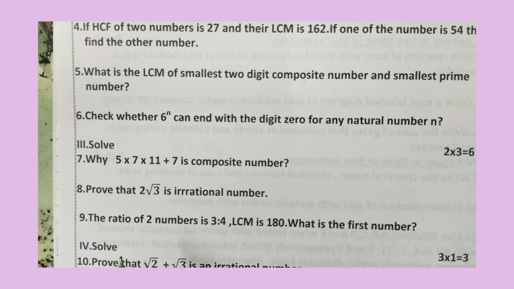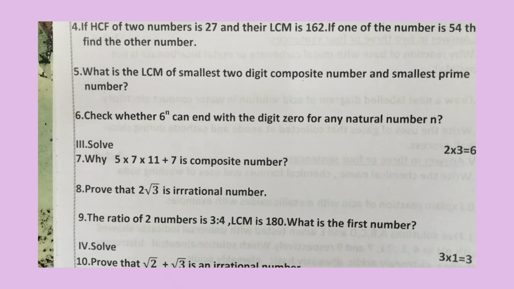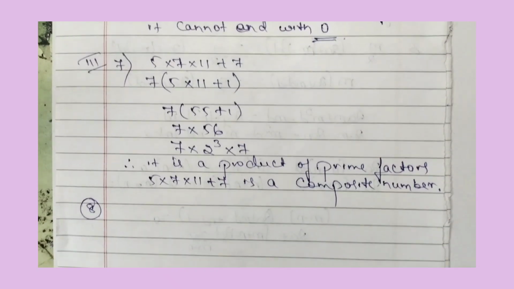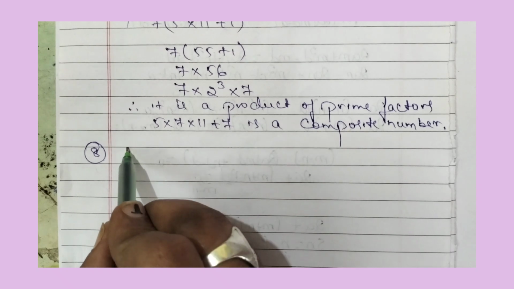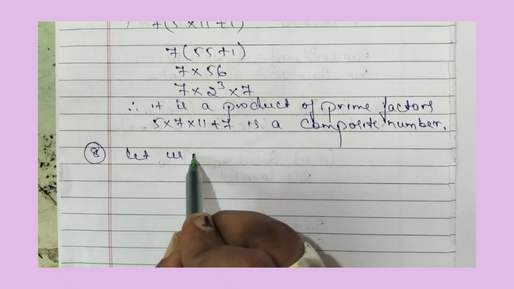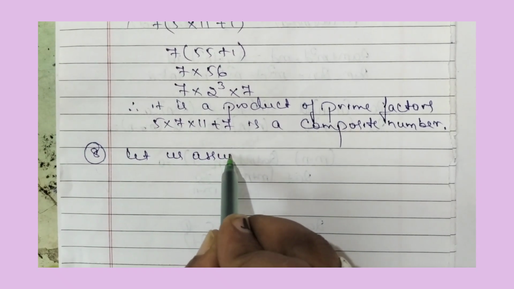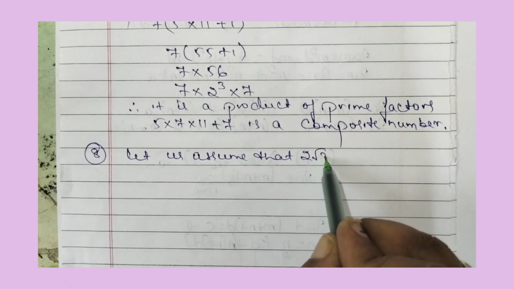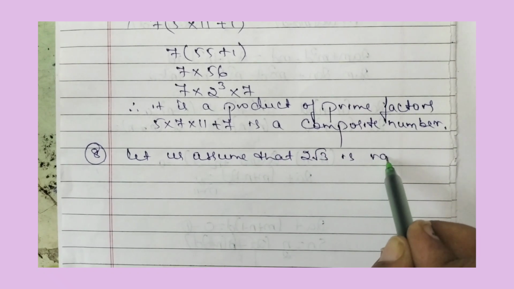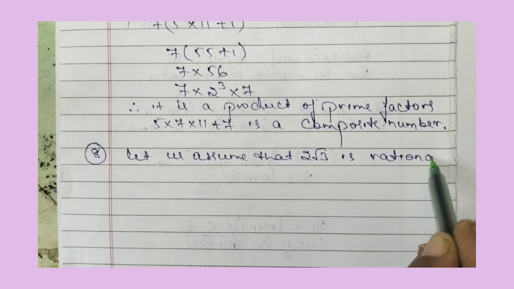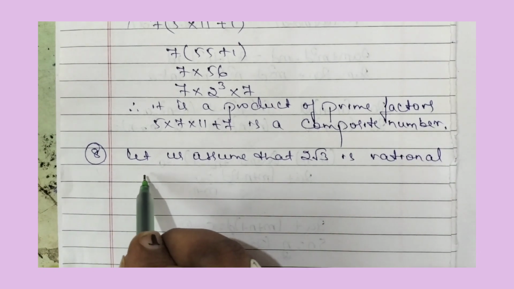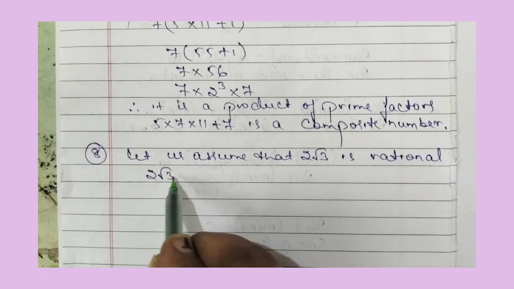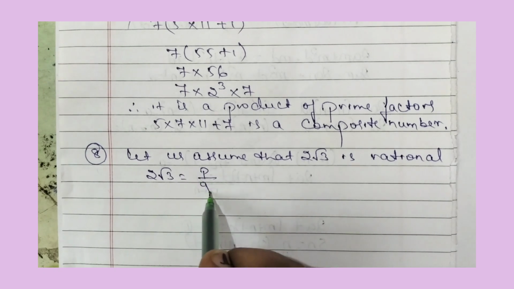Next, let us move to the 8th one. Prove that 2 root 3 is irrational. So we have to prove that 2 root 3 is an irrational number. So let us assume that 2 root 3 is rational. If it is rational, then 2 root 3 is equal to p by q.